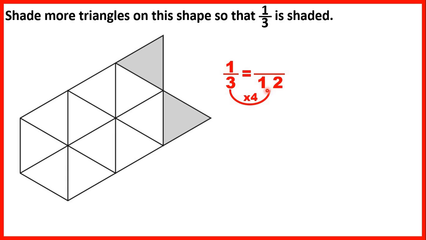So 3 times 4 is 12, 1 times 4 is 4, so we need to make sure that we have 4 shaded triangles in total. So it doesn't matter which 2 triangles we shade, as long as we shade 2 more triangles so that we have 4 triangles shaded altogether, because 4 out of 12 shaded is the same or equivalent to 1 out of 3 or 1/3 shaded.